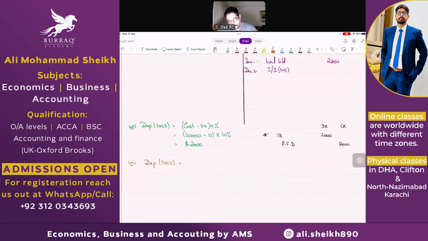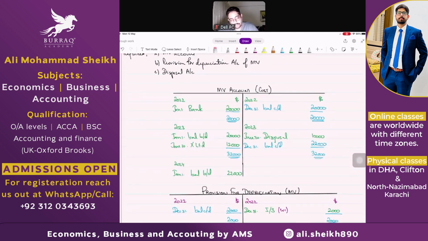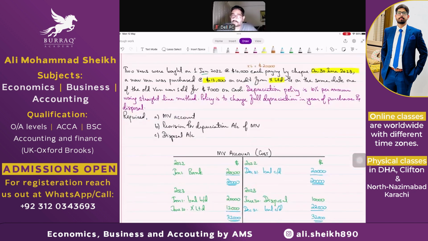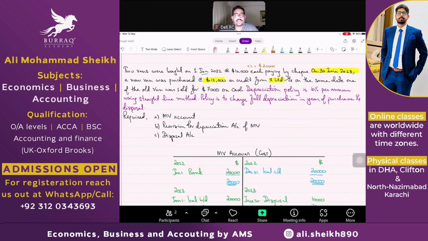The policy was full year's depreciation will be charged in the year of purchase and disposal. Either you are disposing asset in middle of the year, at the end of the year, or even at the start of the year, the depreciation charge would be for the entire year according to the policy. That is the most important catch of any question. You need to understand the policy which they are testing in the exam.